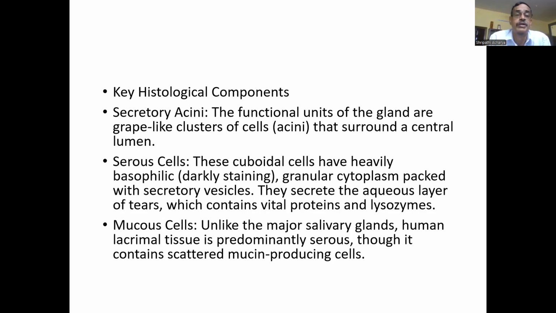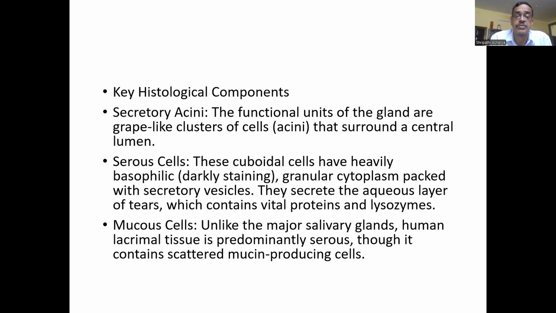Key histological components. Secretory acini. The functional units of the gland are grape-like clusters of cells, acini, that surround a central lumen. Serous cells. These cuboidal cells have heavily basophilic, dark staining granular cytoplasm packed with secretory vesicles. They secrete the aqueous layer of tears, which contains vital proteins and lysozymes.